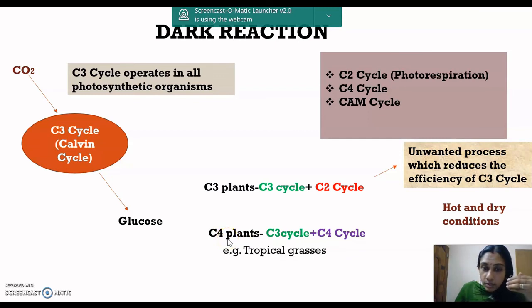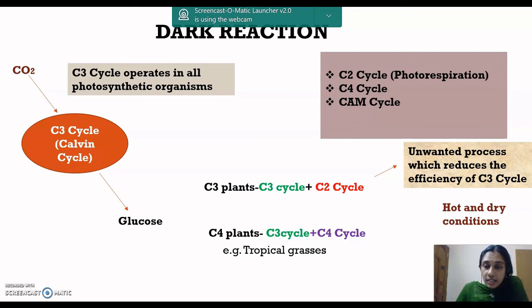So the most important examples are tropical grasses. Tropical grasses are coming in this category, like sorghum, maize, sugarcane, etc. Such plants are living near the equator. That is why they are common in tropical savannas. So because of this C4 cycle, they enjoy the high efficiency of C3 cycle and high photosynthetic productivity.